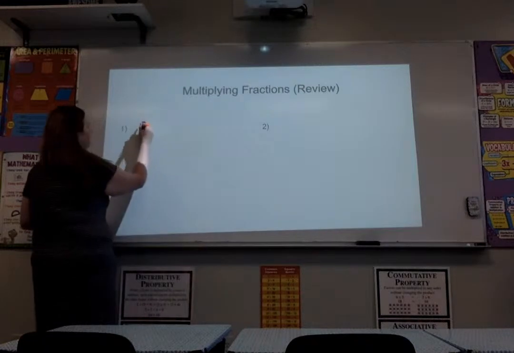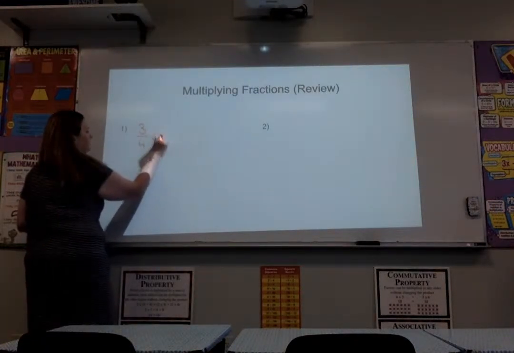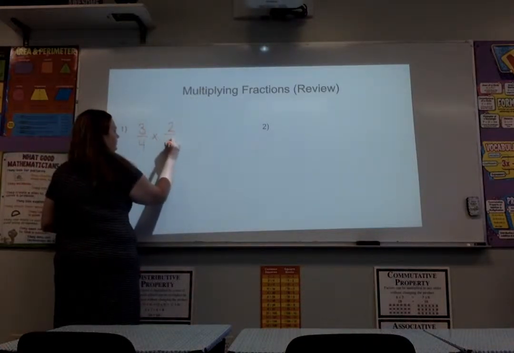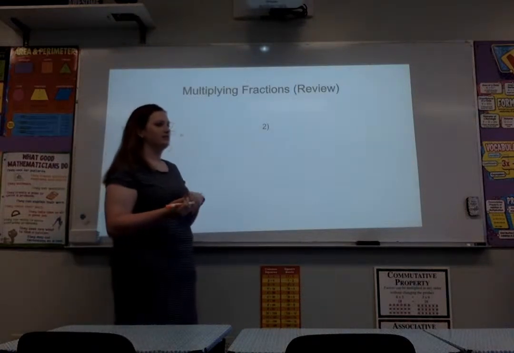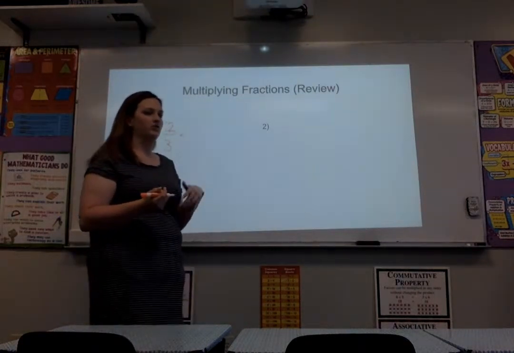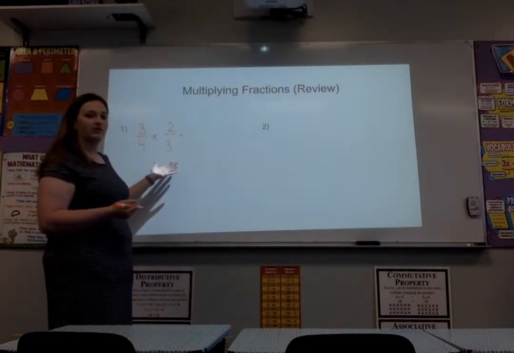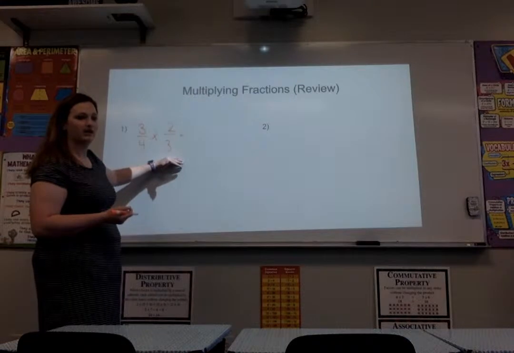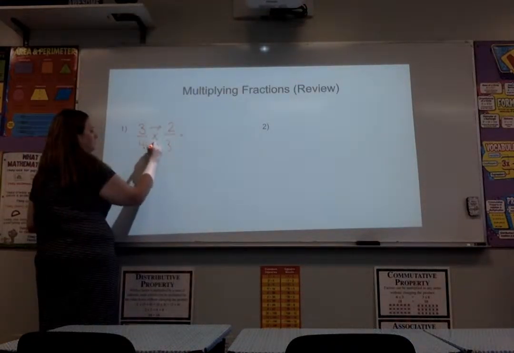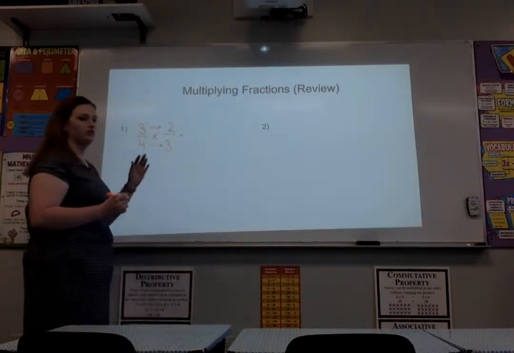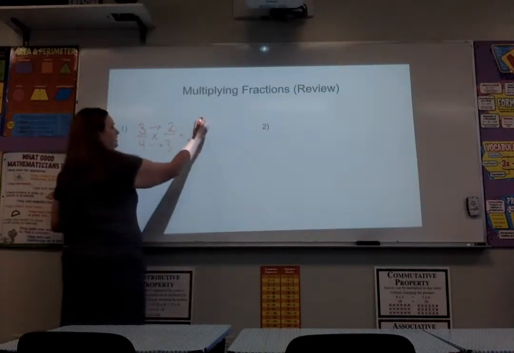Number 1 in front of you is 3/4 times 2/3. Now, this week we've learned that adding and subtracting fractions have different rules from multiplying and dividing. When we multiply and divide a fraction, you're not going to change the denominators. Instead, you multiply straight across to get your new numerator and your new denominator. 3 times 2 would be 6.